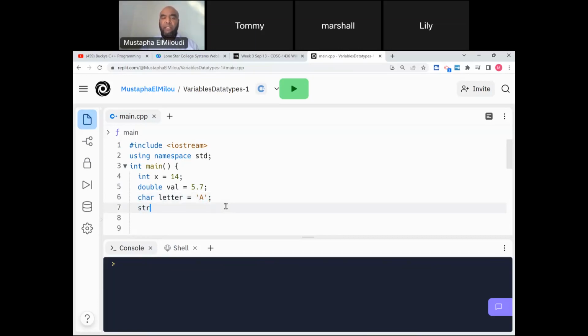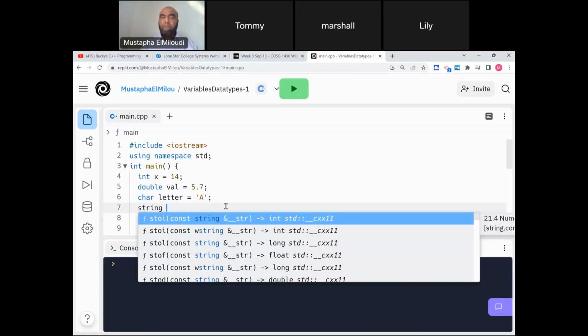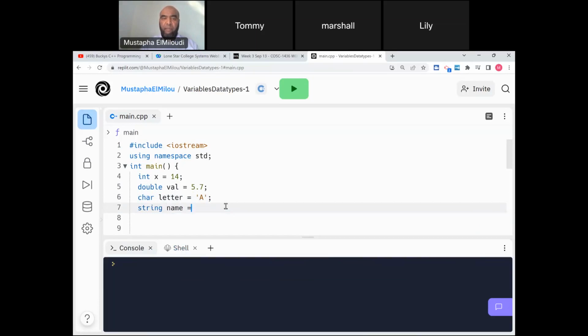We have string. So string is a data type. And then, for example, I can put name. Now, what's the difference between char and string? String accepts one or more characters and it's surrounded by double quotes. So, for example, I can put John Doe here. That's an example of a string. So basically a bunch of characters that are surrounded by double quotes. That's the difference. And then also we have Boolean, which accepts either true or false.